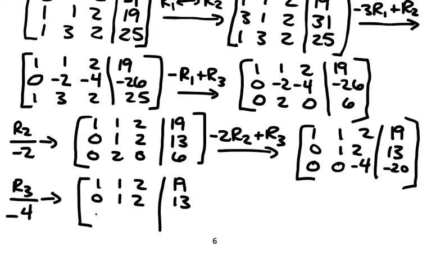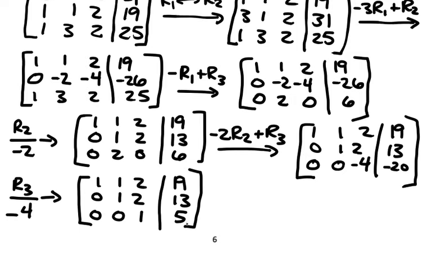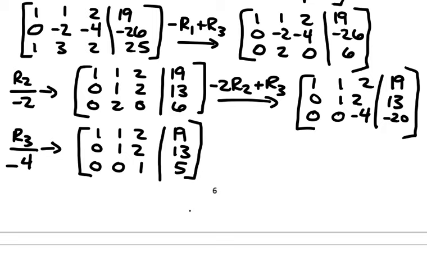But this third row, well, 0 divided by -4 is 0. 0 divided by -4 is 0. -4 divided by -4 is 1. -20 divided by -4 is 5. So at this point, I've completed putting my matrix into row echelon form.